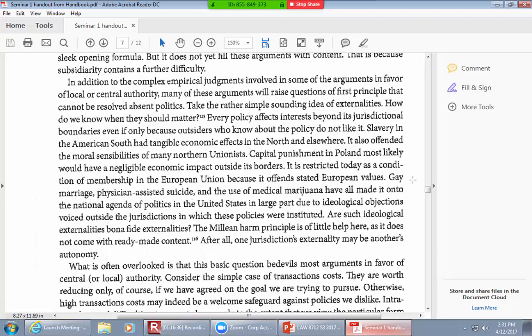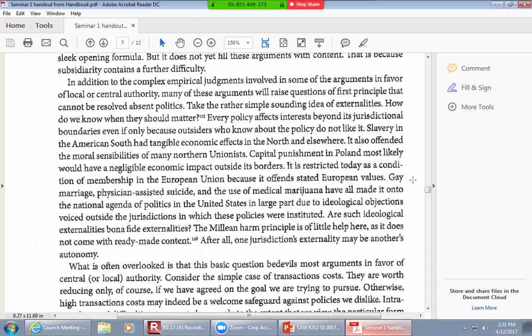Let's just talk a little bit about what he refers to as the Mill harm principle. Okay? He talks about the Mill harm principle. He says it is of little help here, as it does not come with ready-made content. So the Mill harm principle is referred to at the bottom in footnote 116. He refers you to John Stuart Mill on Liberty. Okay? And I summarize this principle as: power can be exercised over an individual, but only to prevent harming others. Okay?